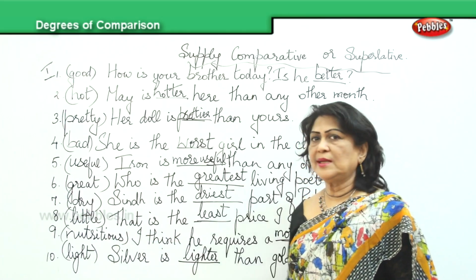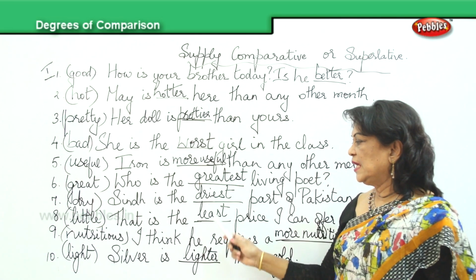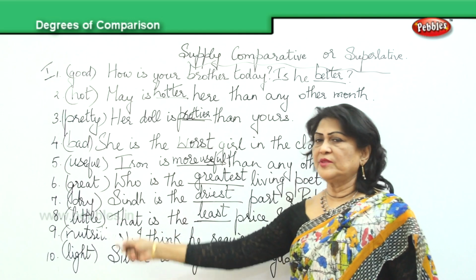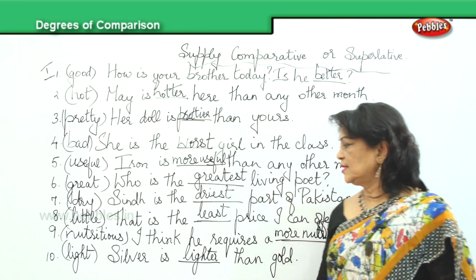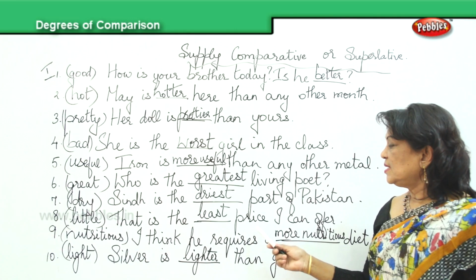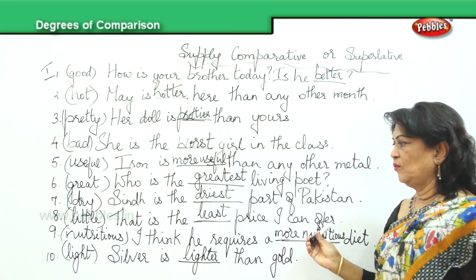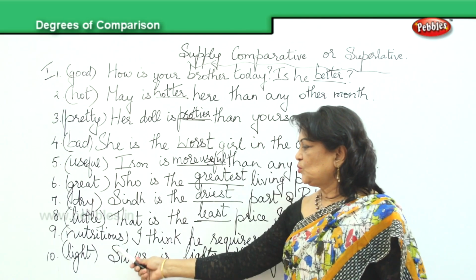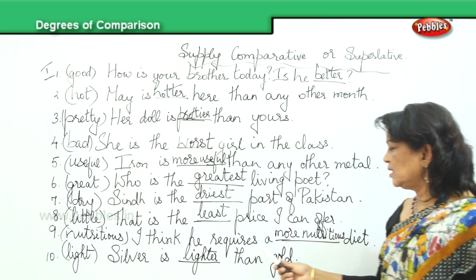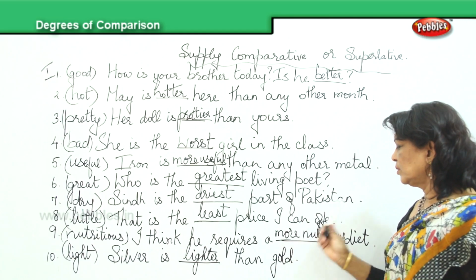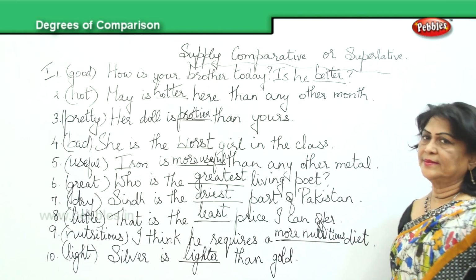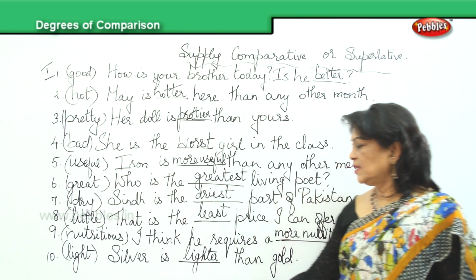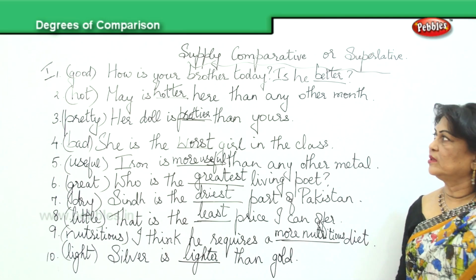Next one is little. Again after the, the superlative degree of little is least. Least price I can offer. Little, less, least. Nutritious. I think he requires a more nutritious diet. Light. Silver is lighter than gold.